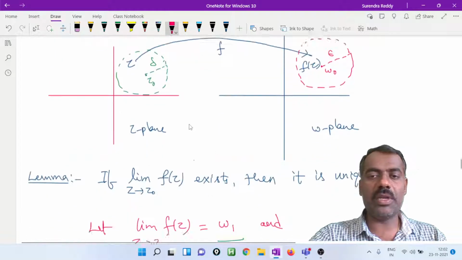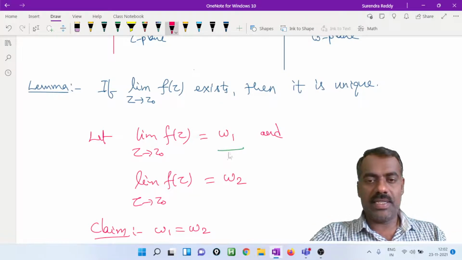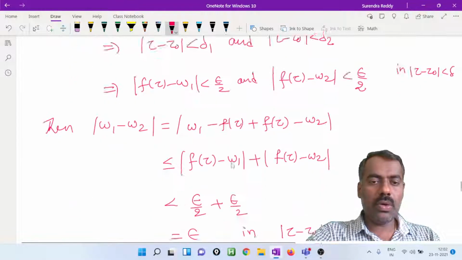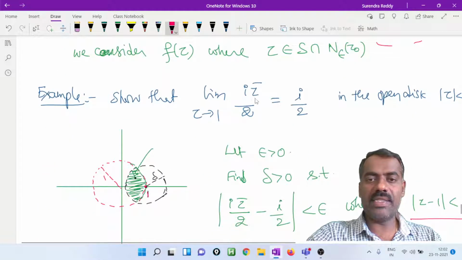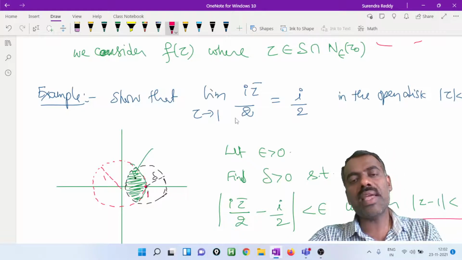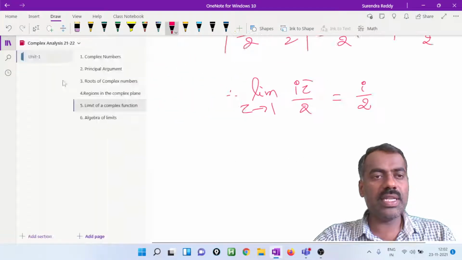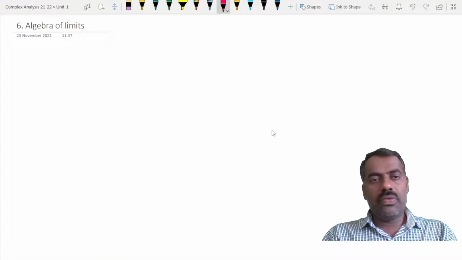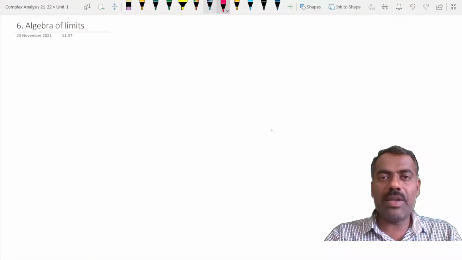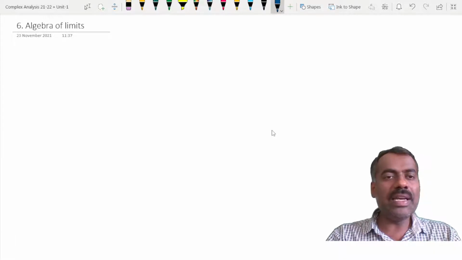Okay, then we have seen the geometrical interpretation, and we have shown that if limit exists, then limit is unique. And we have seen one example that limit of i z bar over 2 as z tending to 1 is equal to i by 2. Okay, this is all we saw in last class. Now, before going to this algebra of limits, we give one example, because last class we have seen an example of a limit. We'll find now an example where limit does not exist.